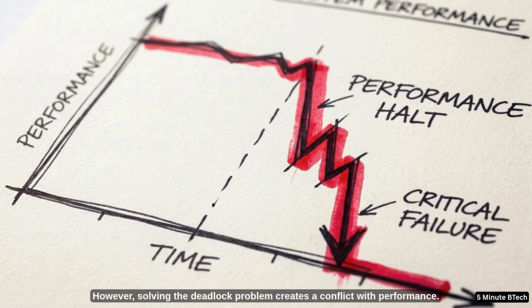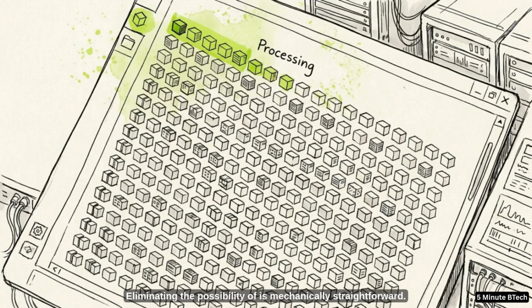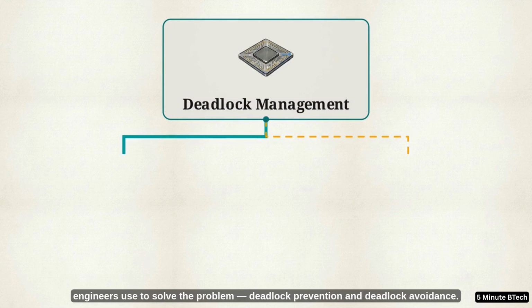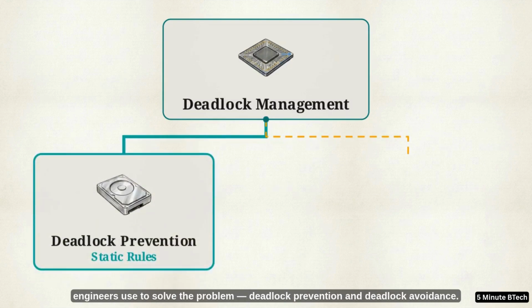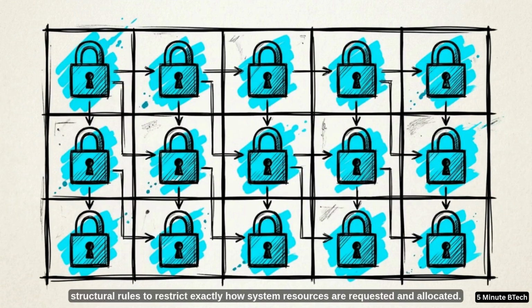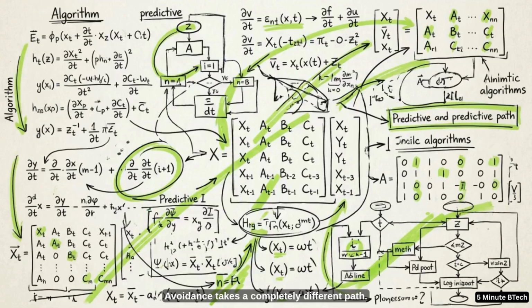However, solving the deadlock problem creates a conflict with performance. Eliminating the possibility of a freeze is mechanically straightforward, but the stricter the rules, the more the system's throughput and speed suffer. This split-screen flowchart illustrates the 2 primary architectures engineers use to solve the problem: deadlock prevention and deadlock avoidance. Prevention relies on static, structural rules to restrict exactly how system resources are requested and allocated. Avoidance takes a completely different path. It relies on predictive mathematical analysis at runtime to navigate around dangerous system states.